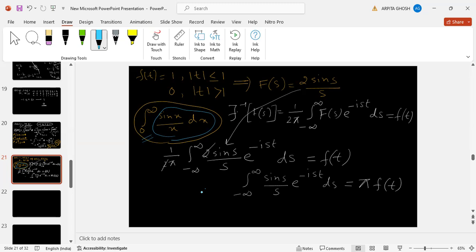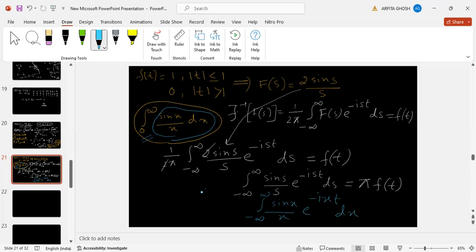Here we are having minus infinity to plus infinity sin s by s e to the power minus ist ds. There is no worry about s. In place of s I can put whatever I like, since the integration is with respect to s. I can put x in place of s, minus infinity to plus infinity sin x by x e to the power minus ixt dx, no problem. Because this is a definite integral.